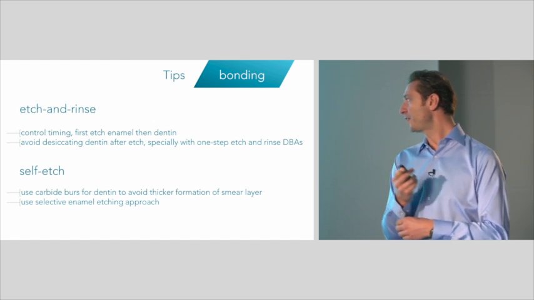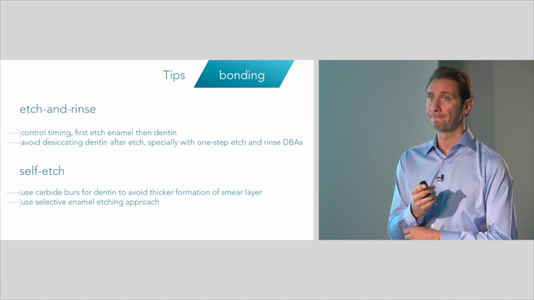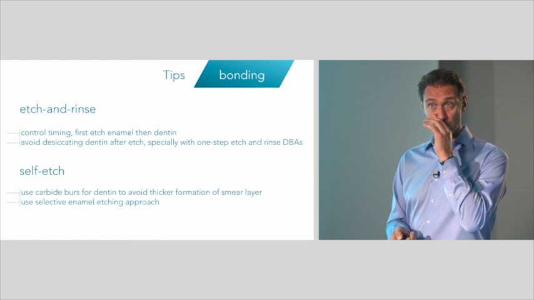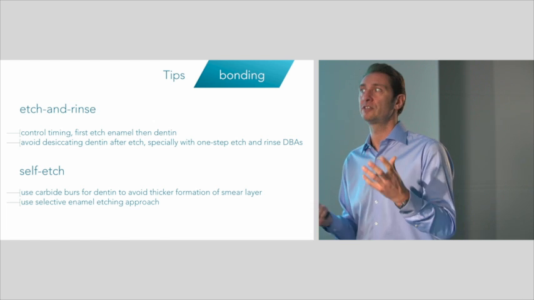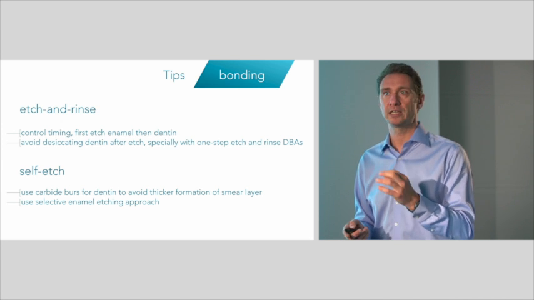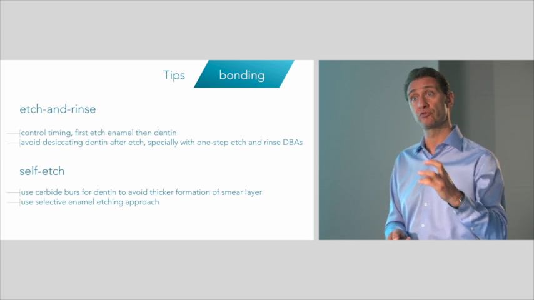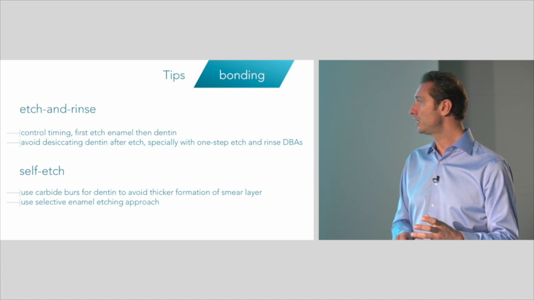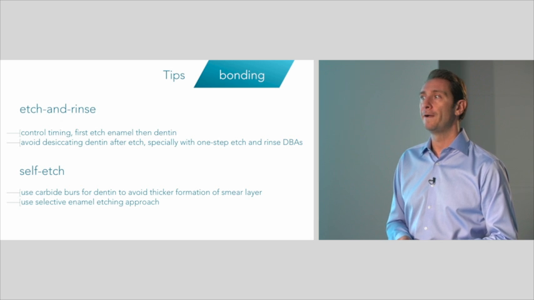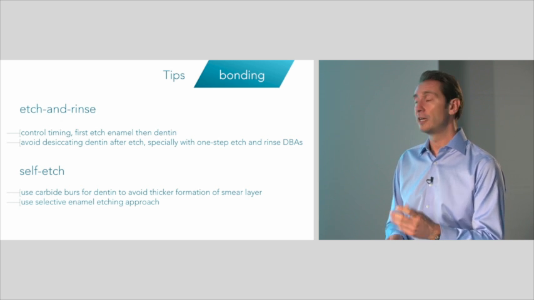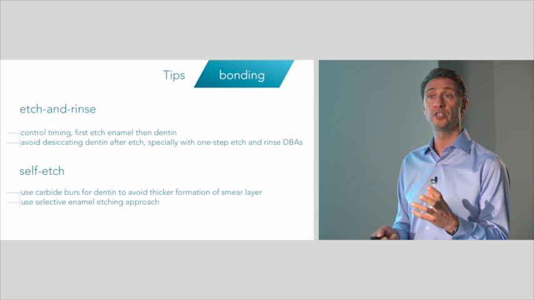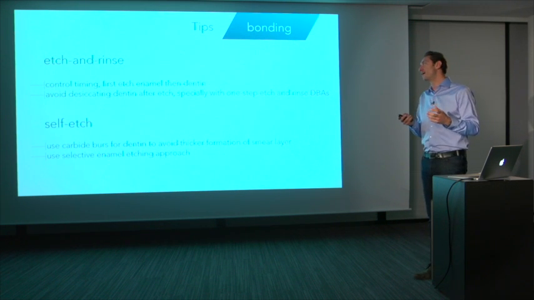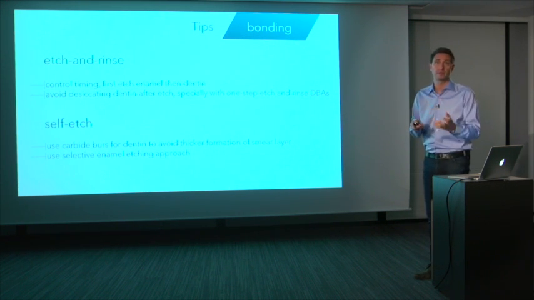If you use a self-etch system, one good thing to do could be using carbide burrs for dentin to avoid a thicker formation of smear layer. And then, of course, use a selective enamel etching approach, meaning that you can use the best of both worlds, meaning classical etching on the enamel, which is a totally different substrate than the dentine. So try to really go for the best and the most performant approach for both tissues, because they are pretty different. Not only from tissue, but also from a mechanical point of view.